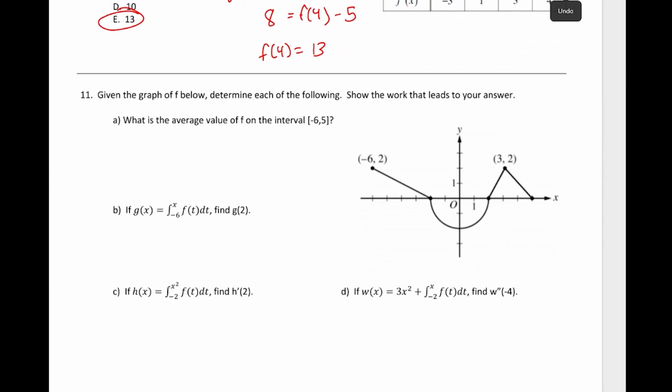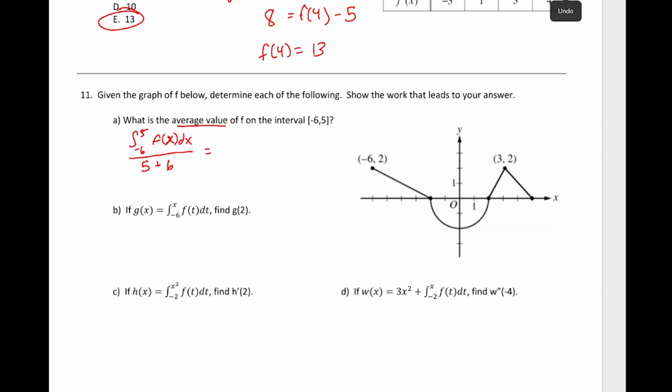Number 11 says, given the graph of f below, determine each of the following. Show the work that leads to your answer. A says, what is the average value of f on the interval negative 6 to 5? So to find the average value, we're going to do the integral from negative 6 to 5 of function f, so f of x dx, divided by the interval length, which is going to be 5 minus negative 6, so that'd be 5 plus 6. We'll be dividing by 11.